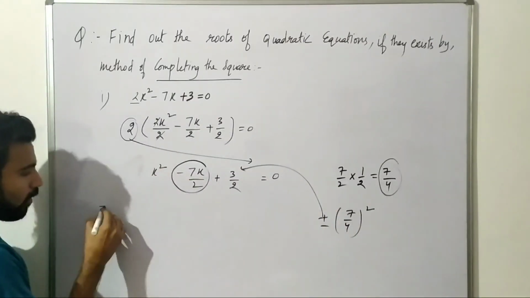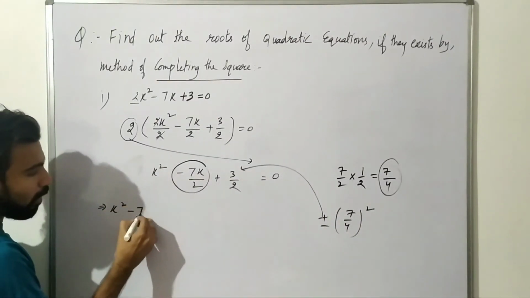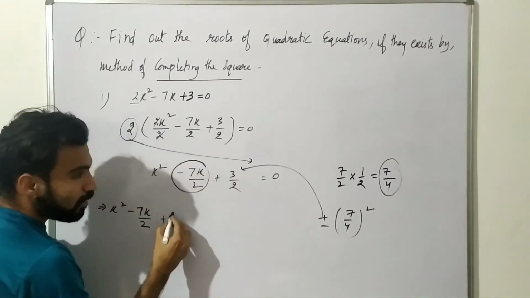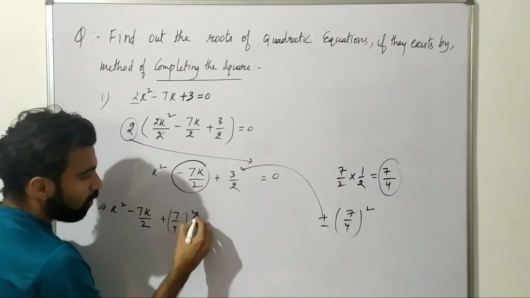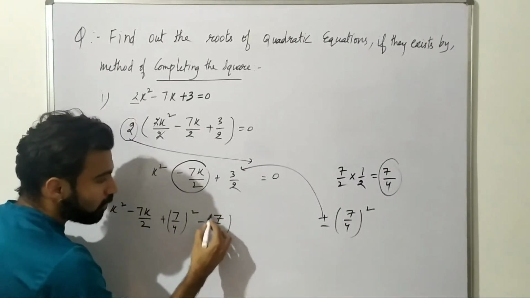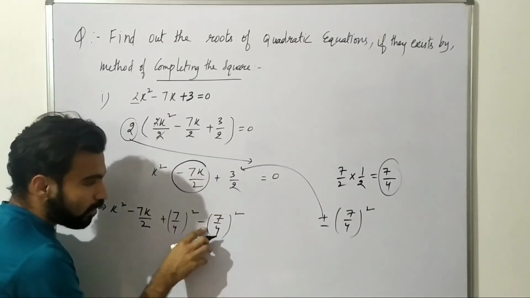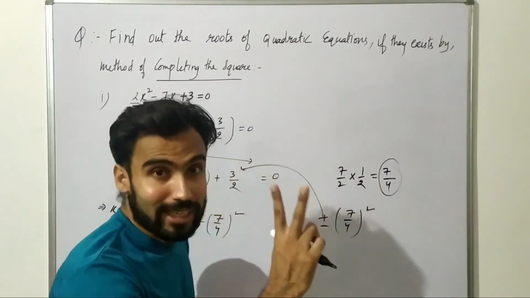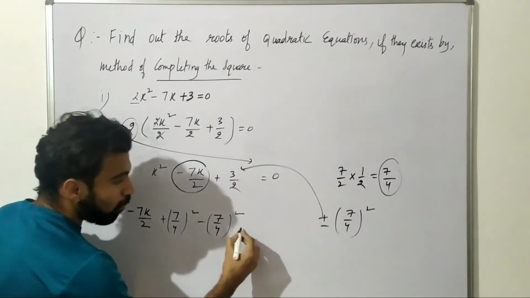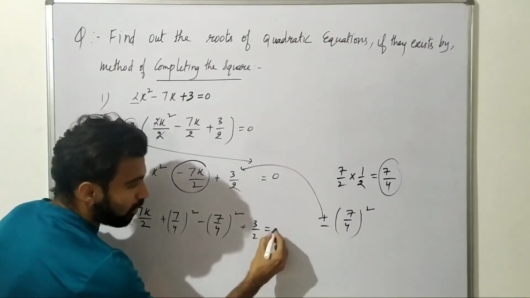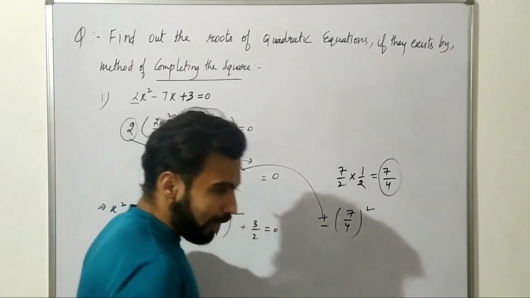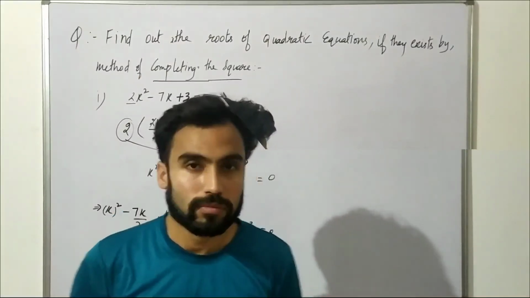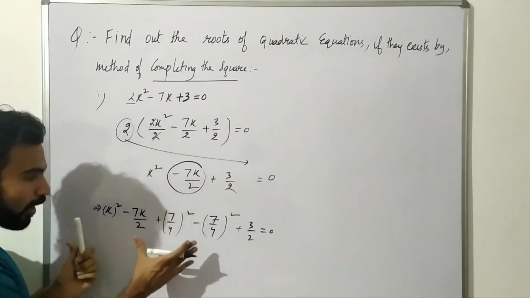So doing the same here, that will be x squared minus 7x by 2. First let me write this. Now plus 7 by 4 squared minus 7 by 4 squared. I have simply added as well as subtracted the square of the half of the middle term. This is the second step. Now further you can see plus 3 by 2 will be as it is. Let me just make some space here so it can be easy for you to understand. So you can see now we are here.